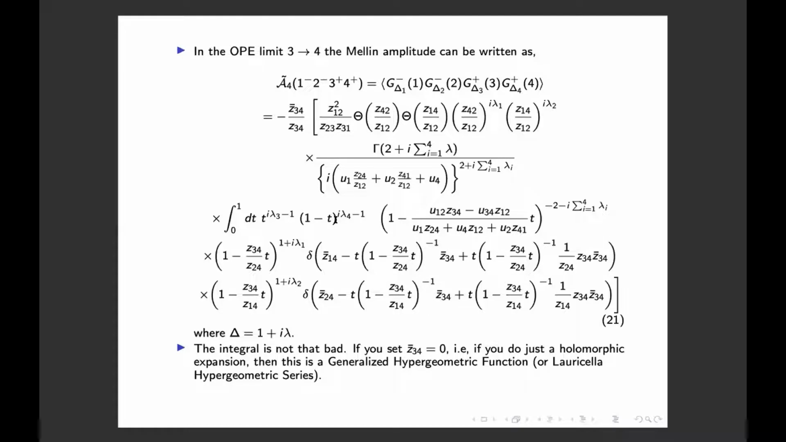But the thing is that in the OPE limit, you can write this 4-point function, this A tilde, in terms of this integral, and you have these prefactors. And the thing is that, so this is what it, yeah.